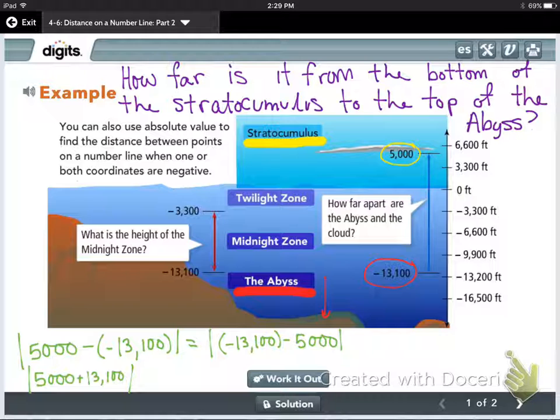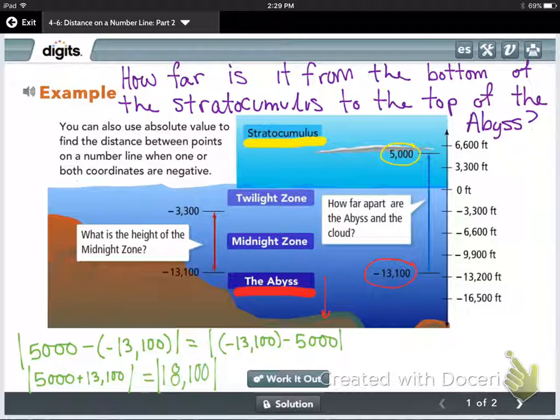So let's look at the left-hand side first. Absolute value of 5,000 minus negative 13,100. Minus a negative is the same thing as adding a positive, so this turns into 5,000 plus 13,100, which is 18,100, so absolute value of 18,100.